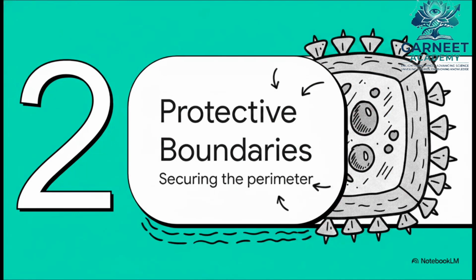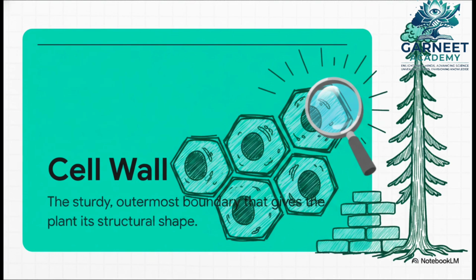Moving right along to part two, the protective boundaries, securing the perimeter of the cell. Every great city needs a way to define its borders and protect what's inside, right? First step is the cell wall. By definition, this is the sturdy, outermost boundary giving the plant its structural shape. Unlike animals, plants don't have skeletons. So how does a massive redwood tree stand hundreds of feet tall without bones? The answer is right here. Billions of these microscopic, rigid cell walls stacked together like little microscopic bricks, providing the primary defense and the structural integrity that actually allows plants to reach toward the sun.